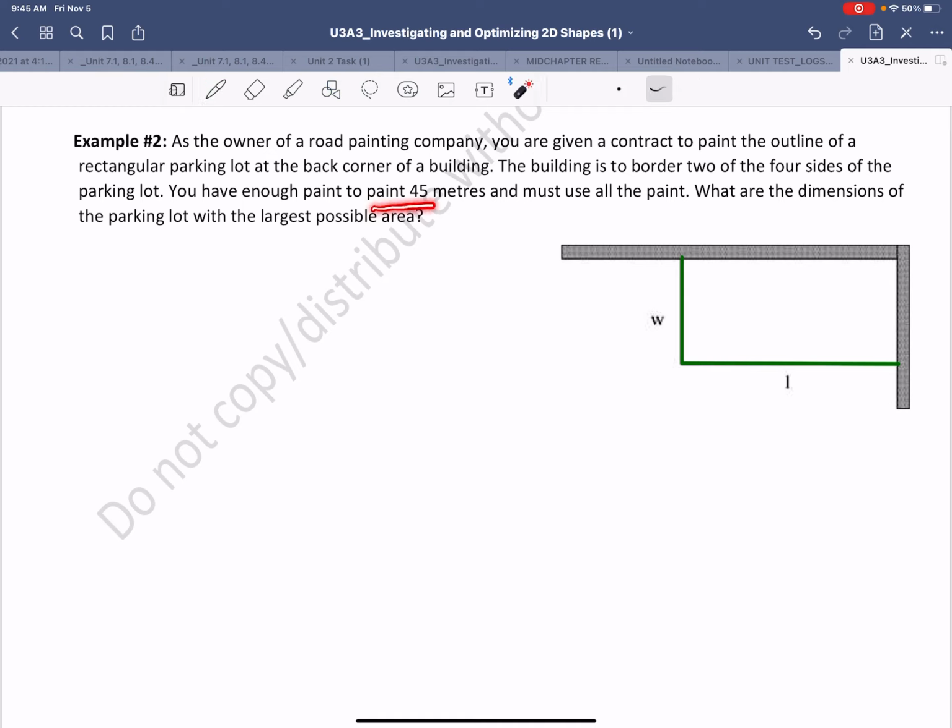You have enough paint for 45 meters, and you must use all the paint. So what are the dimensions of the parking lot with the largest possible area? So the information given here is that we are given enough paint for 45 meters, which means that W plus length together must be equal to 45. Now the question is, what is the maximum possible area?